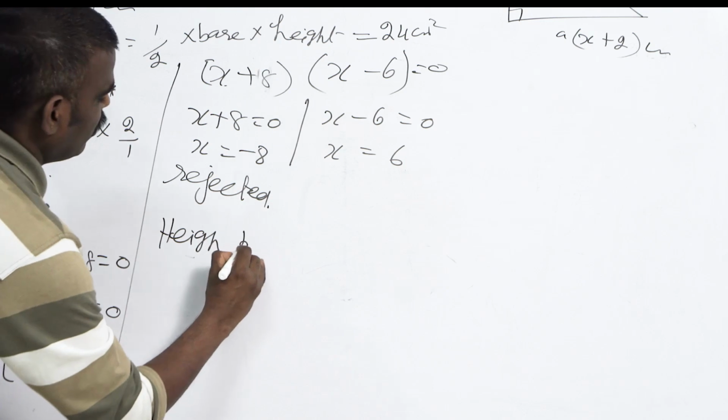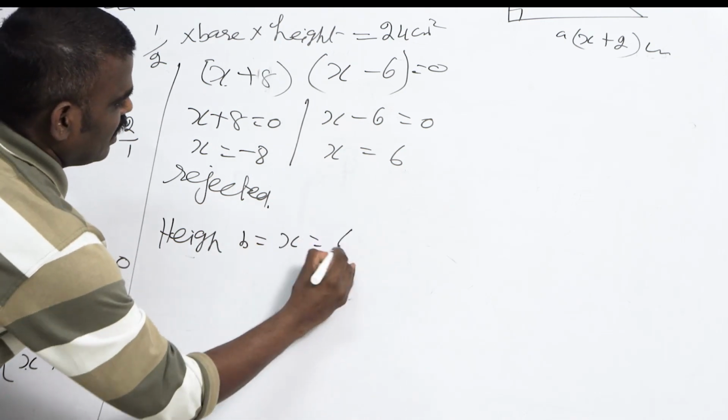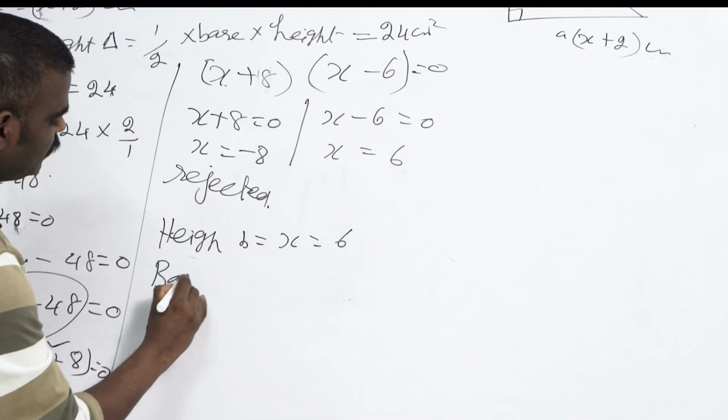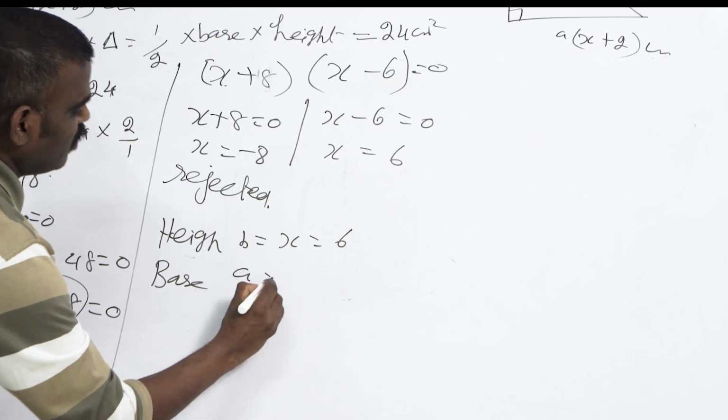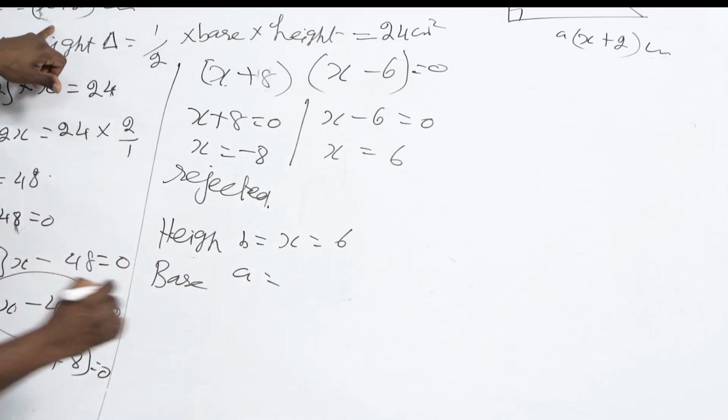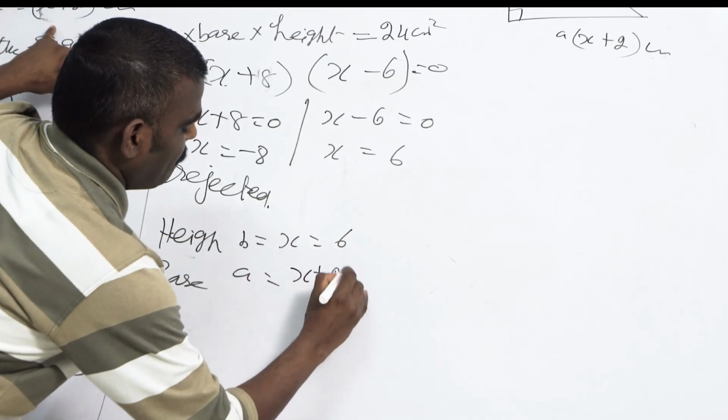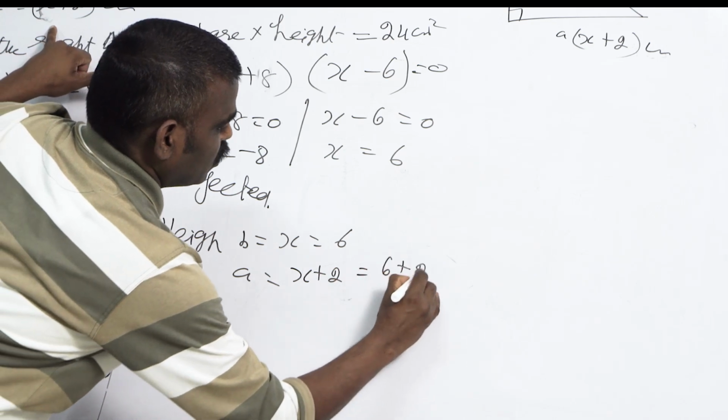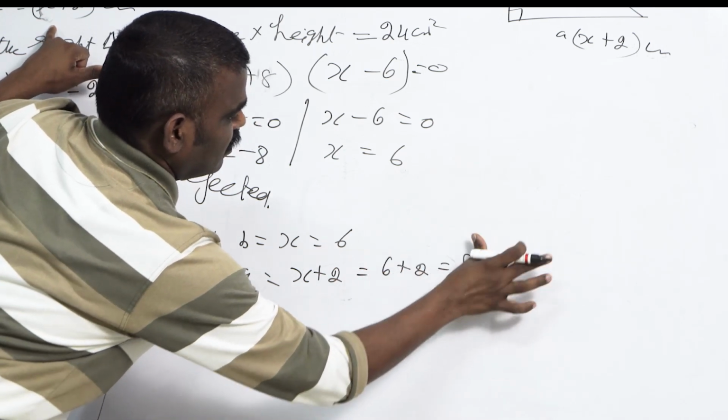Height B equals how much? X equals how many? 6. Now, base. Base A equals, what is base A? X plus 2. That is 6 plus 2. That is how much? 8.